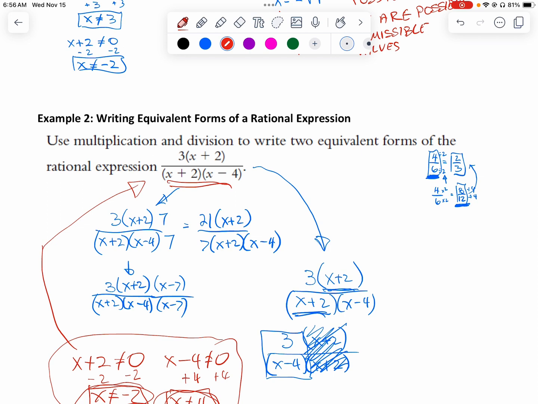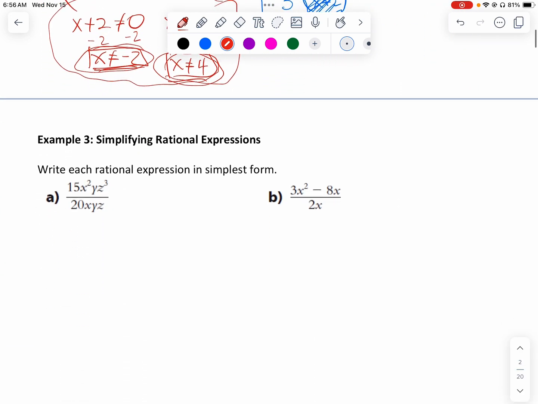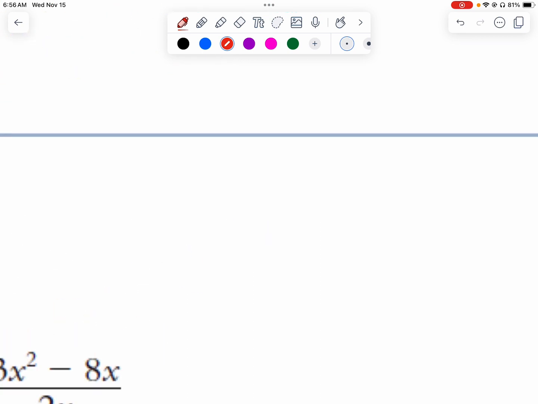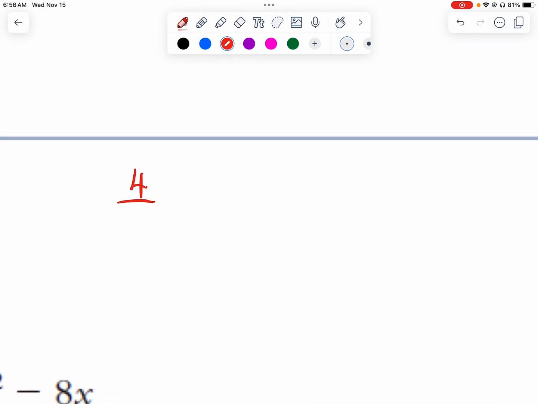Over the page, example 3. It says write each rational expression in simplest form. So in simplest form is just like the simplest form of that fraction 4 over 6. I'm going to switch colors. That fraction of 4 over 6 is not a correct final answer because that's a fraction that can be reduced. So this becomes 2 over 3.